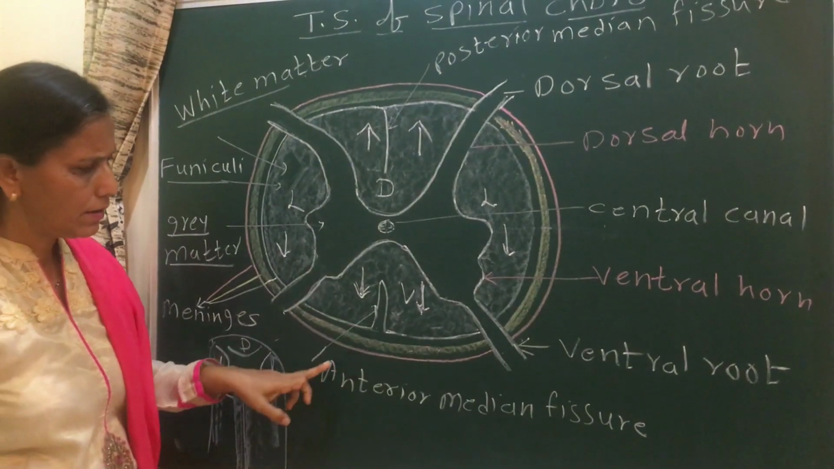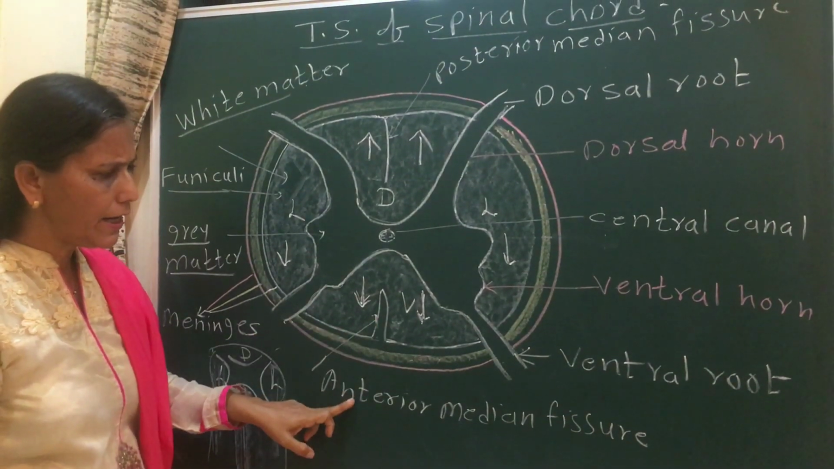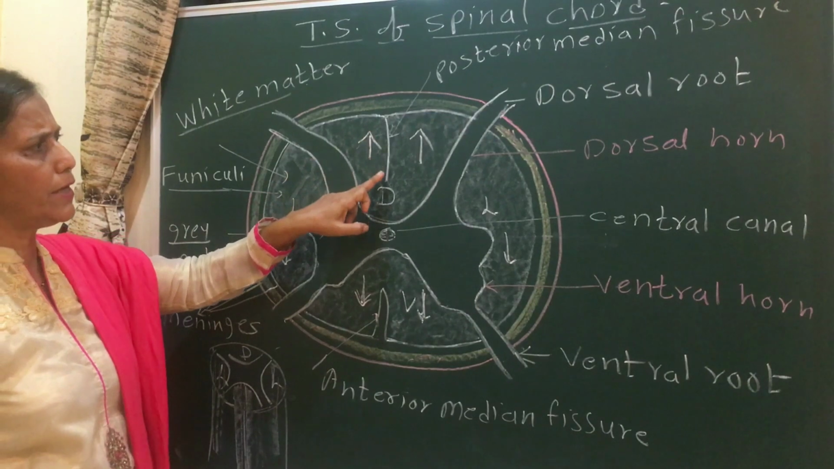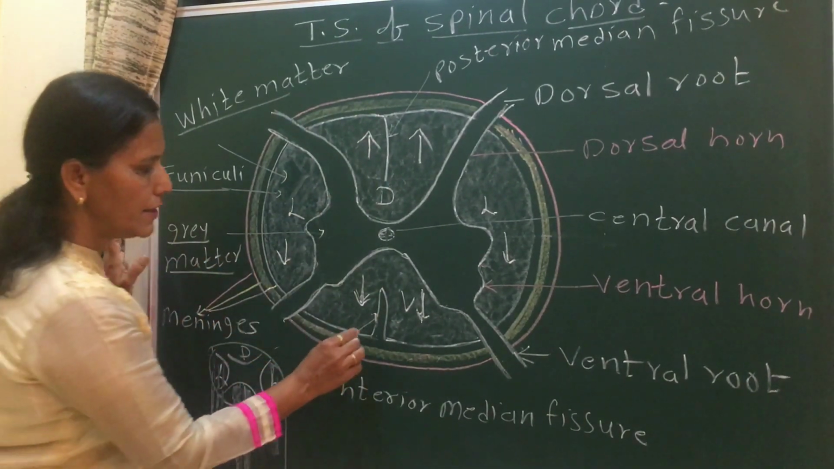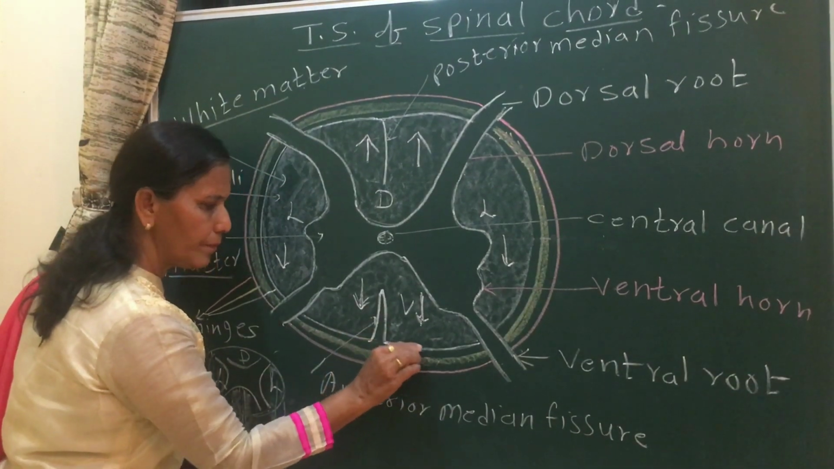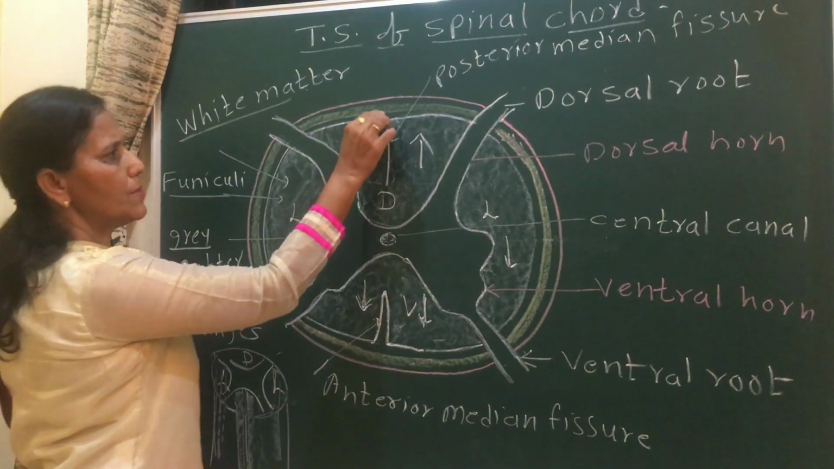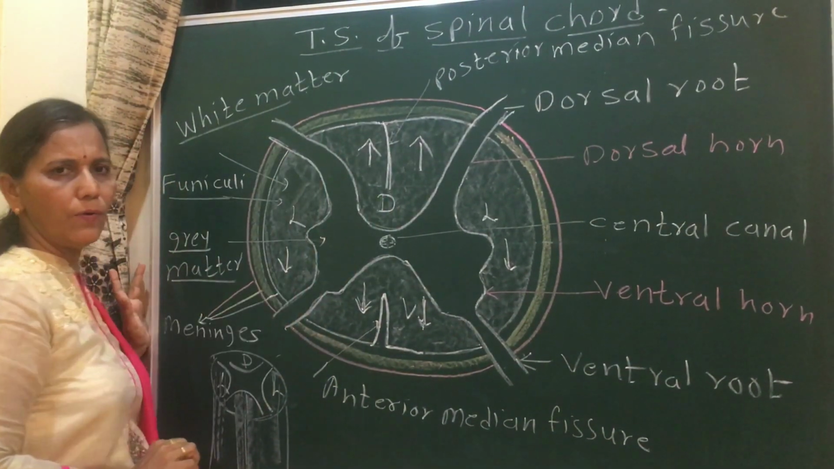Then it shows an anterior median fissure and a posterior median fissure. Yes, see here, this anterior one is deep and the posterior one is shallow.